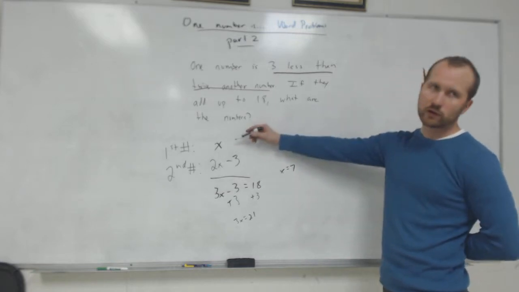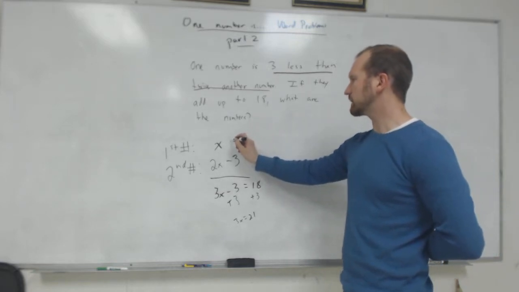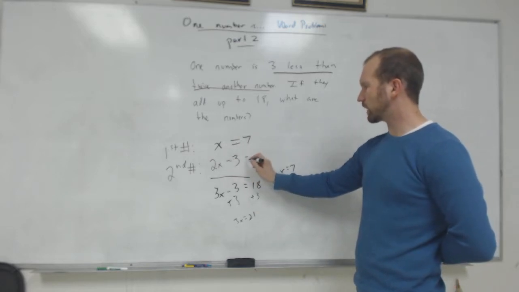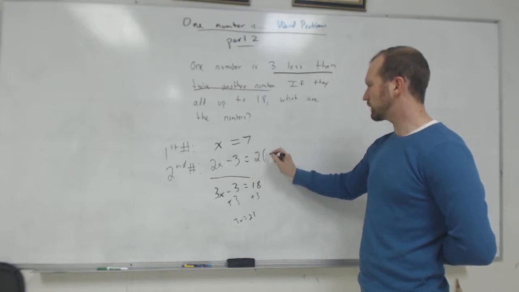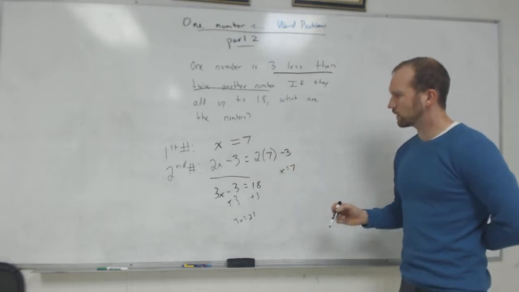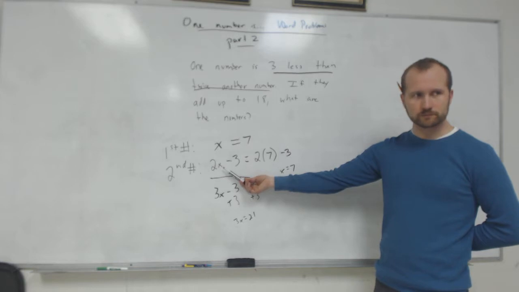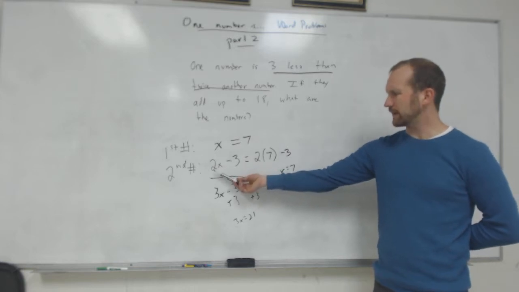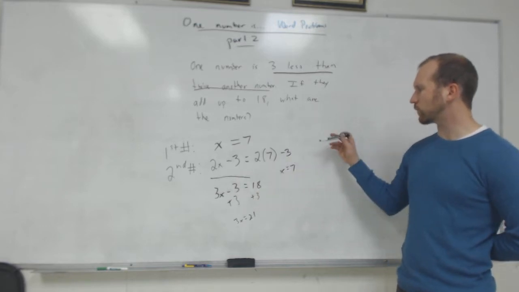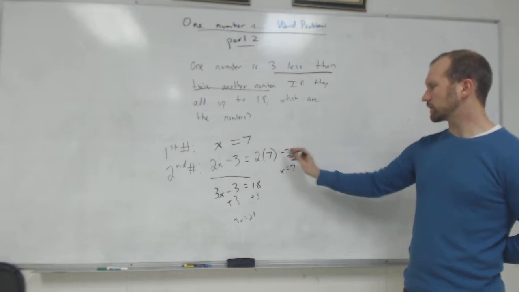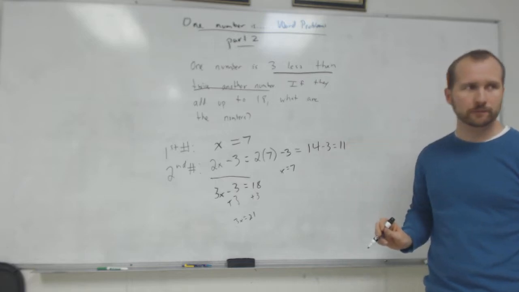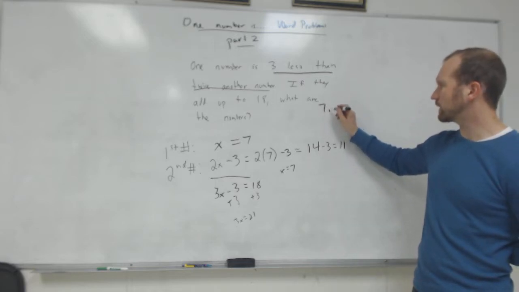So then I'm going to go back up here, and I'm going to say x equals 7. 2x minus 3 equals 2 times 7 minus 3, because x is 7, right? So I'm just saying my second number is 2 times 7 minus 3. 2 times 7 is 14. So this is 14 minus 3, which is 11. So my numbers are 7 and 11.